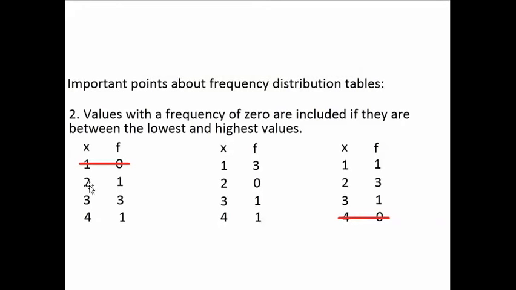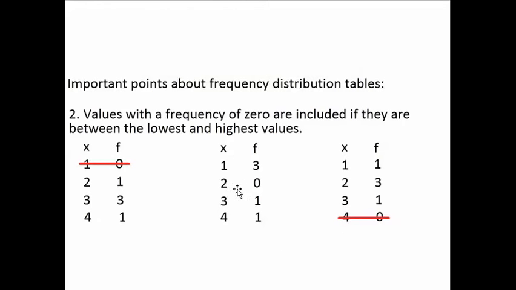So if 2 is the lowest value in the data set and 1 never appears, you don't have to include 1. It's below the lowest value. If the highest value in the data set is 3 and 4 never appears, you don't have to include 4 because it's above the highest value.